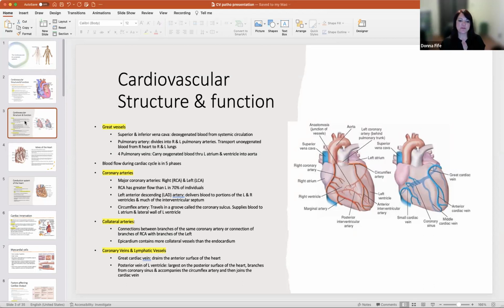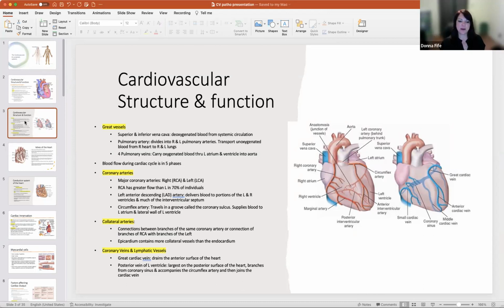Circumflex artery travels in a groove called the coronary sulcus and supplies blood to the left atrium and the lateral wall of the left ventricle. Collateral arteries, these are connections between branches of the same coronary artery, or connection of branches of RCA with branches to the left. The epicardium contains more collateral vessels than the endocardium.